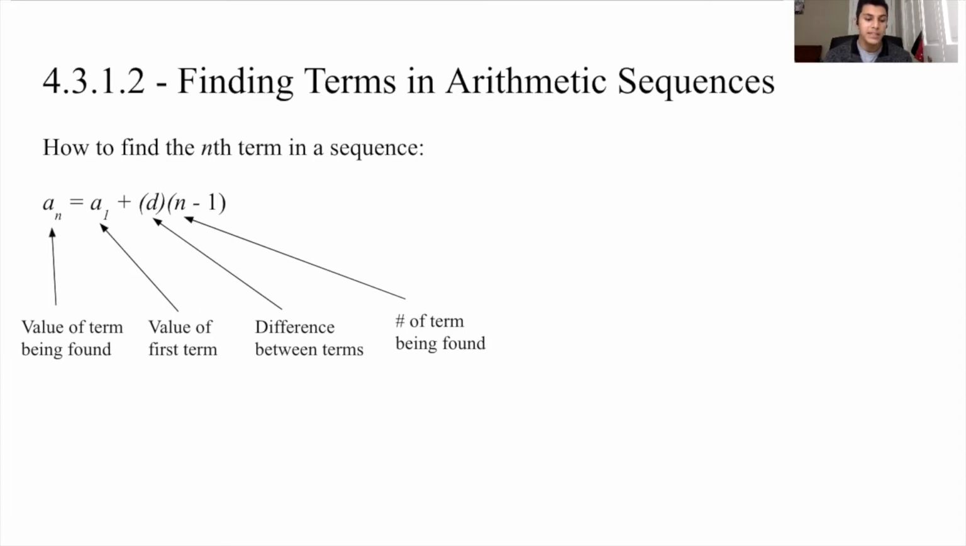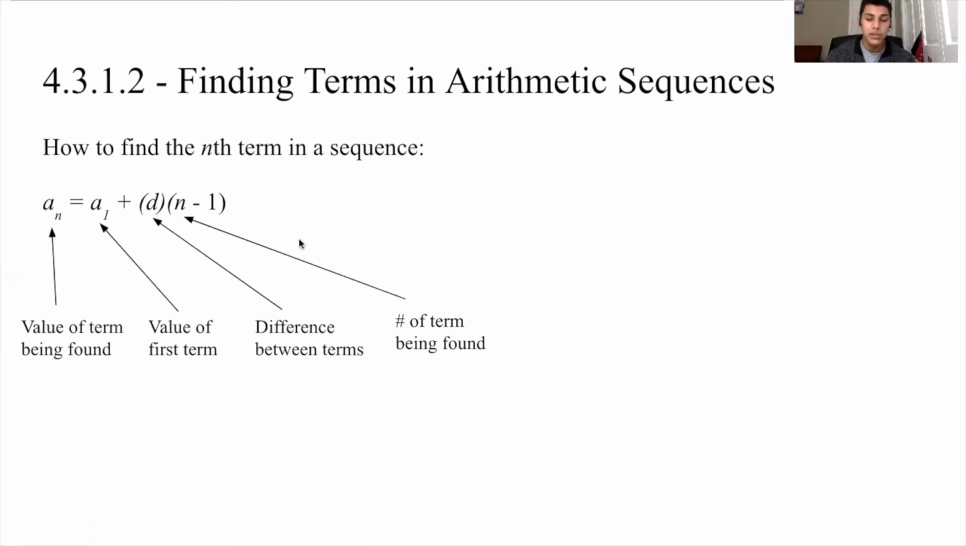where an is the value of the term being found. So if you want to find the 15th term, then an would be a15, and that would be the value of the 15th term. And then that's equal to a1, which is just the value of the first term, plus d, which is the difference between each term, times n minus 1. And n is the number term being found. So like I said, if you want to find the value of the 15th term, then n would be 15.